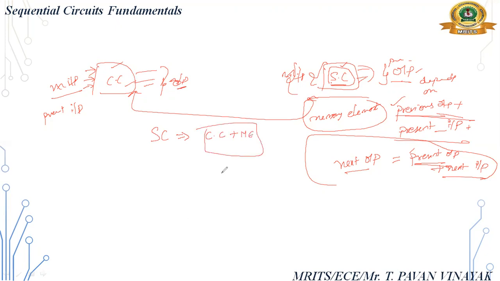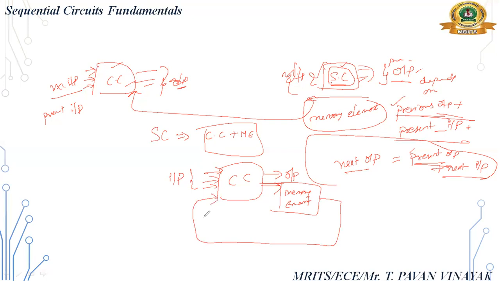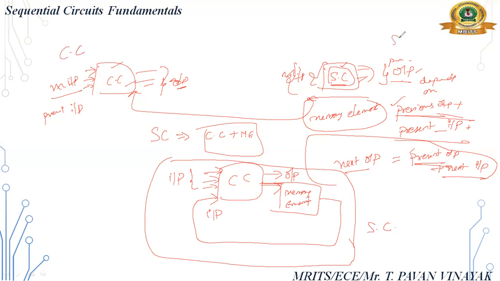How does the connection go? See, the combinational circuit has inputs and outputs. These outputs will go to the memory element also. The memory element output is given to the input, right? So this is the entire sequential circuit. So that is the difference between combinational and sequential.